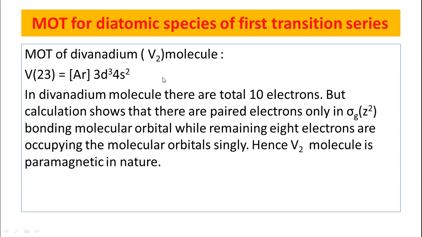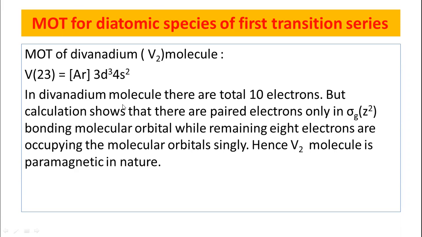Let us discuss by taking the example of divanadium, that is the V2 molecule, first. The electronic configuration of vanadium is argon 3d3 4s2. The atomic number of vanadium is 23. So there are 5 valence electrons in the valence shell of the vanadium atom.